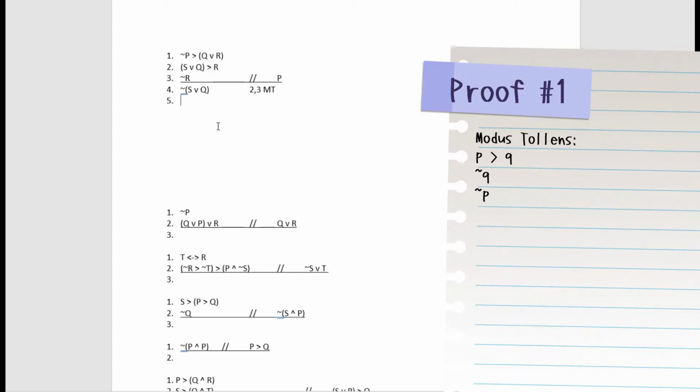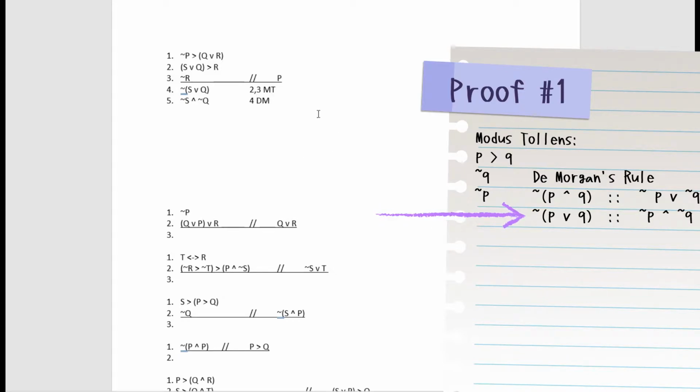Since it's an OR on the inside, I can break it apart by doing a DM, because that'll turn it into not S and not Q. For DM, that is De Morgan's rule. That works by whatever you have here in the parentheses, this symbol flips to this. It also goes vice versa. It goes backwards as well. So you can turn this into this. You can go back and forth between these 2. De Morgan's rule, all of the replacement rules work both ways.